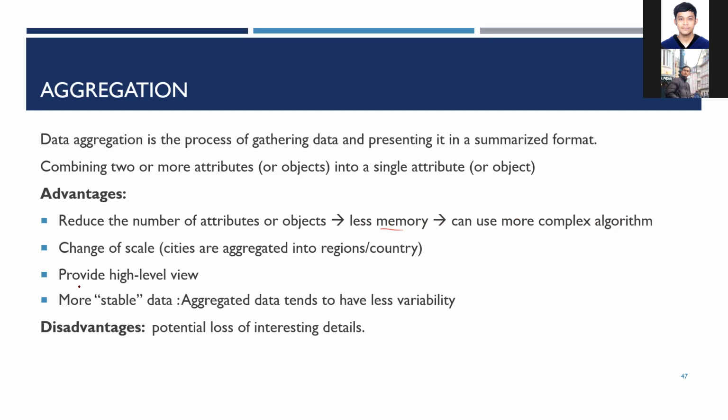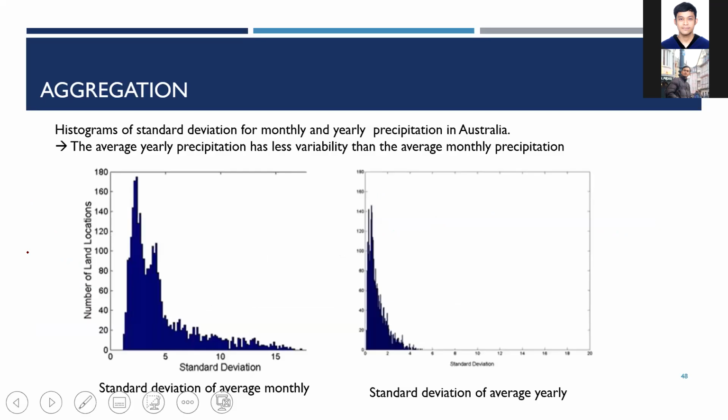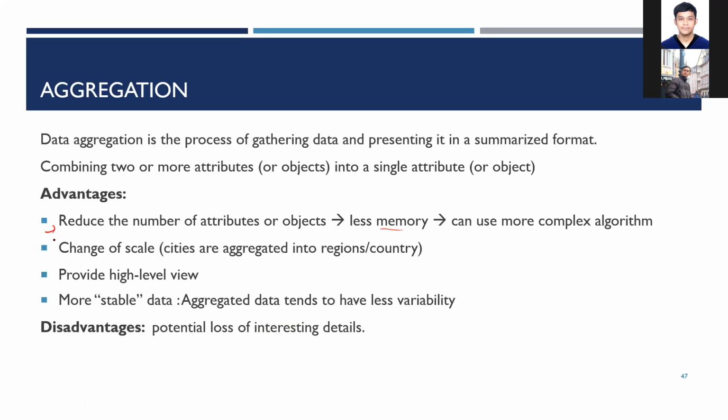Okay. And then we can change the scale. For example, we aggregate the cities into some region. Maybe for this one, let me give an example: reduce the number of attributes. For example, we have sales data. This is the price of the product, and then this is the tax. The tax, for example, is 10% of the price. So basically these two attributes are related to each other.